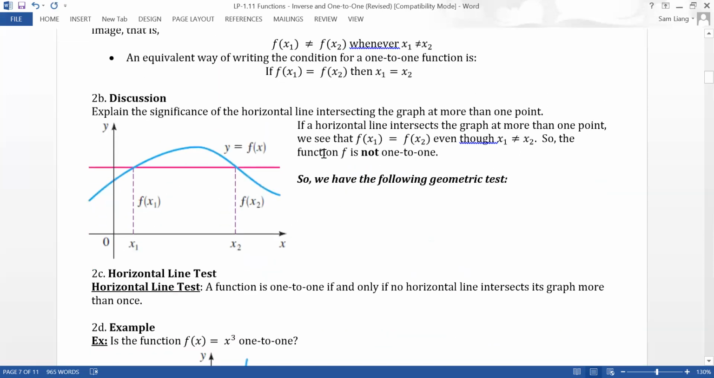Okay, so here it is. If a horizontal line intersects the graph at more than one point, we see that f of x1 equals f of x2, right? They're the same y value. Let's say it's like 5, even though x1 is not equal to x2. So the function f is not one-to-one. Therefore, we have the following geometric test. And for that, let me show you the definition.